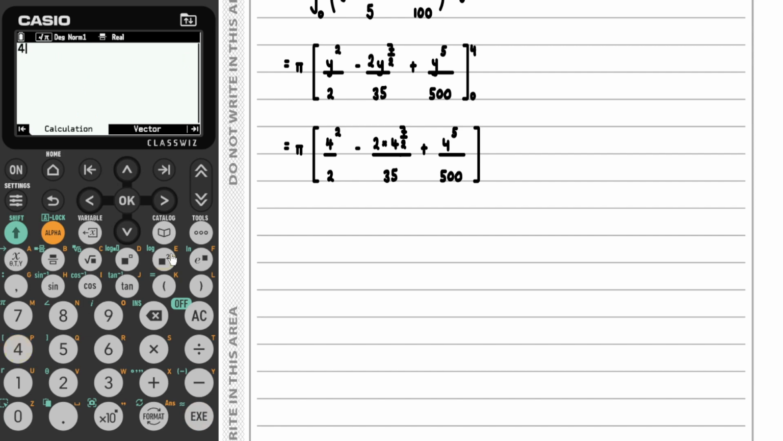We have 4 squared over 2, take away 2 times 4 to the power of 7 over 2 divided by 35, plus 4 to the 5 over 500, and then of course we multiply that by pi. So we have 2392 pi over 875.